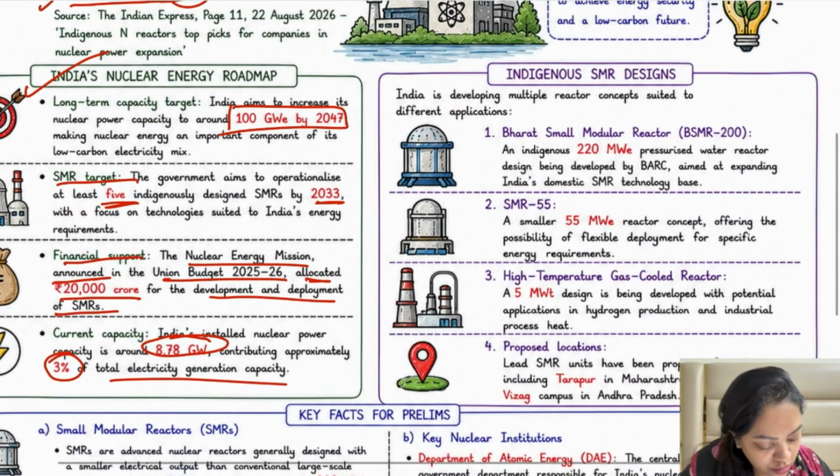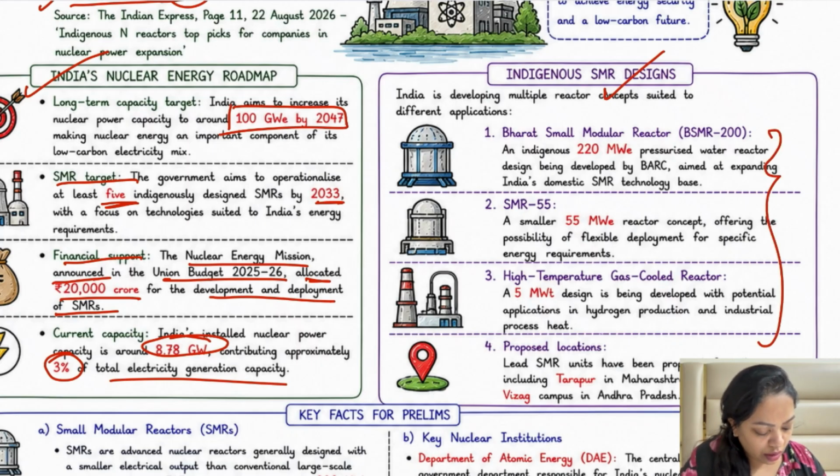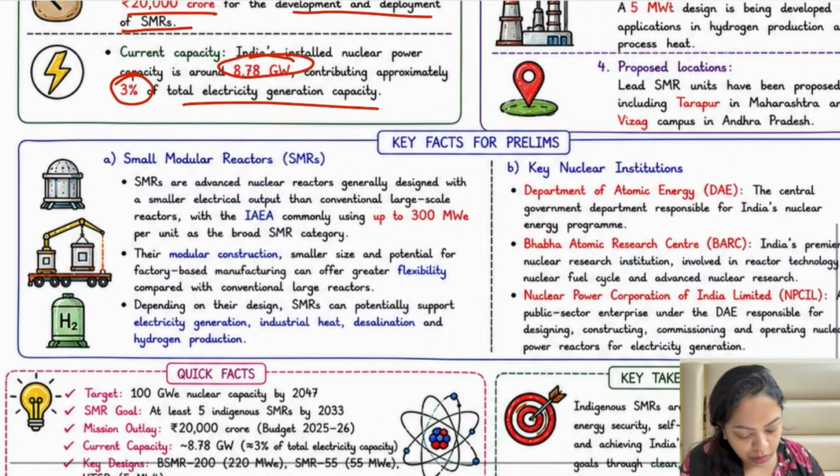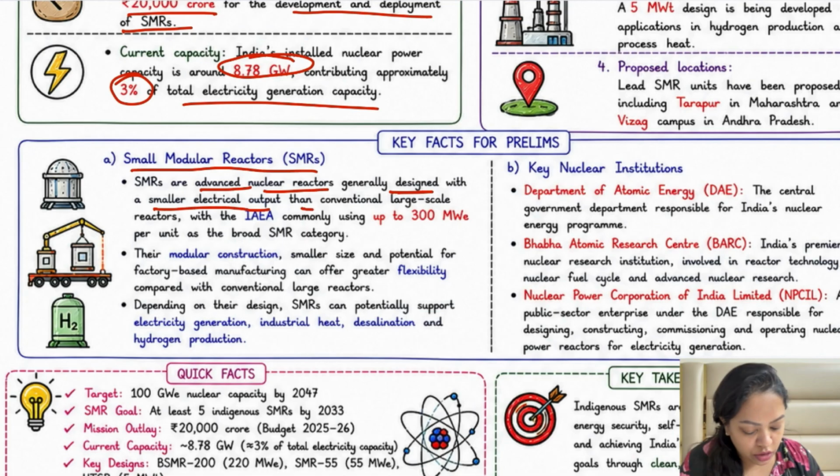Then we have the indigenous SMR designs. Some examples have been given. You can just have a look. Not really important, but still it can be asked in prelims. Now, what are small modular reactors? These are advanced nuclear reactors designed with a smaller electrical output than conventional large reactors. Right? So these reactors are built on a small scale.